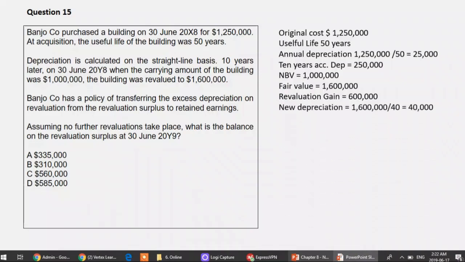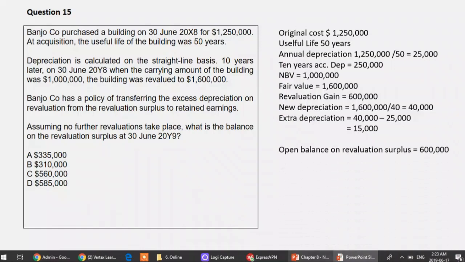Then you calculate your new depreciation, 1.6 million divided by 40. Previously we divided by 50, but now because 10 years have passed, the remaining life is 40 years. So your new depreciation is 40,000. Your old depreciation was 25,000 and new depreciation is 40,000. So there is an excess depreciation of 15,000. This is extra depreciation, and we should take it out from revaluation surplus and transfer it to the retained earnings account.